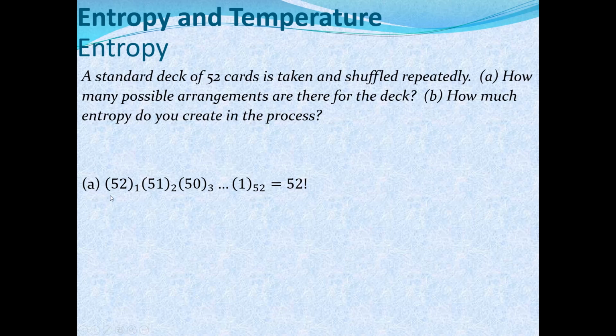The first card has 52 different things that it could turn into. Once we define the first card, the second card is going to have one less possibility. The third one's two less, and so on, so on. This just becomes a 52 factorial. So there are this number of arrangements.